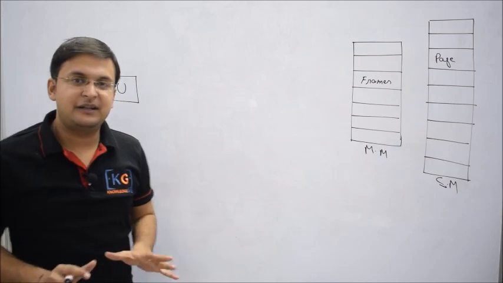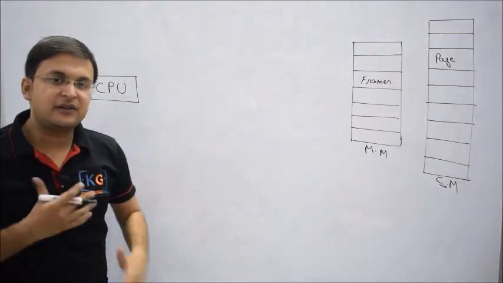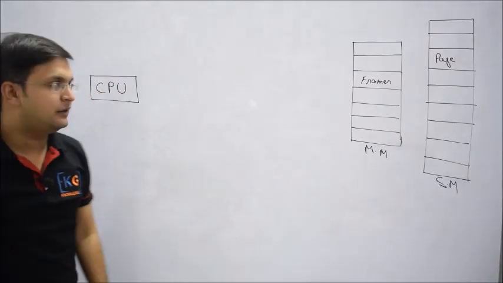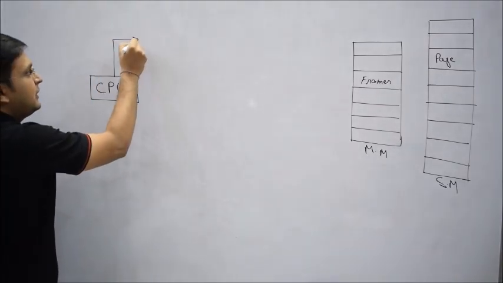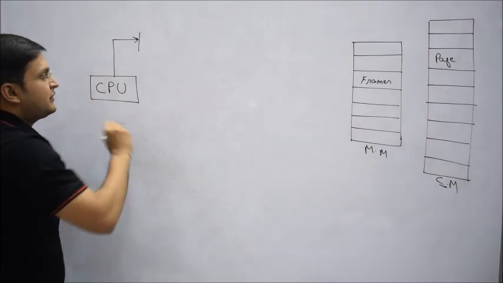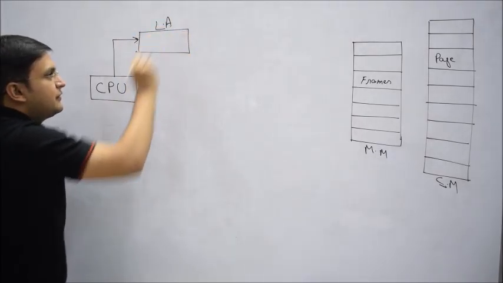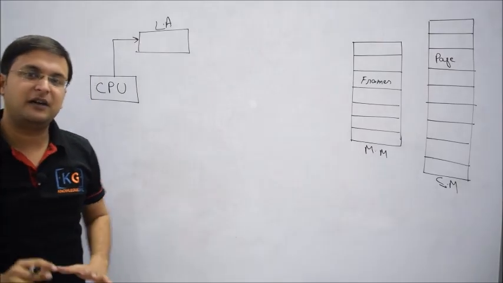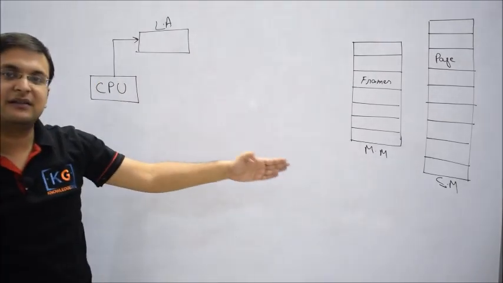Now after understanding what a frame is and what a page is, you understand how address translation goes on with paging. When a CPU generates an address, as I told you earlier, it always generates a logical address. Now what is a logical address? A logical address is always actually for what? Secondary memory, because the CPU thinks that only one memory is there in the system, which is what?